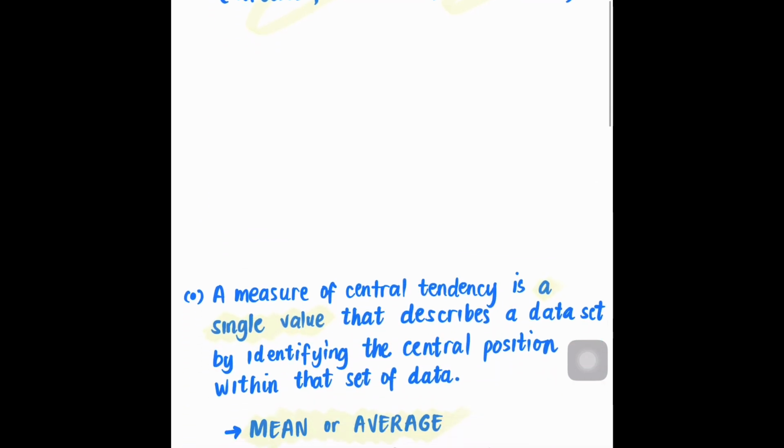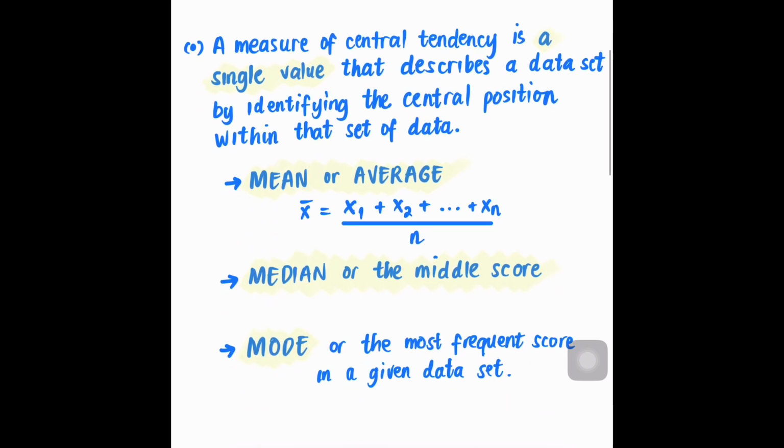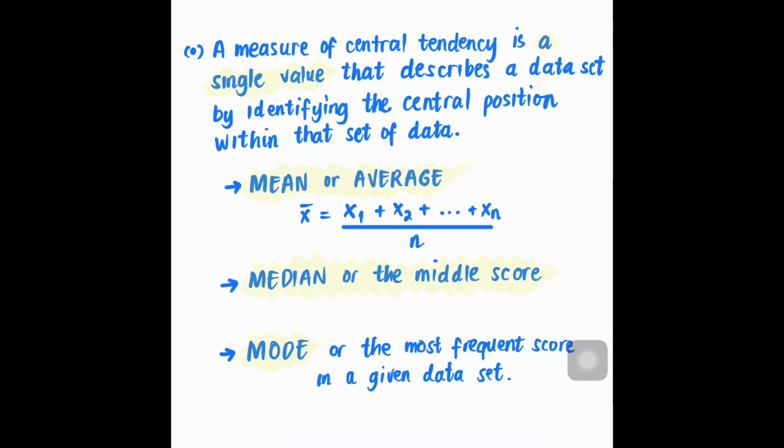Today, we will learn the measures of central tendency. That includes the mean, the median, and the mode. First, let's take a look at some important information about what measure of central tendency is. It's actually a single value that describes a dataset by identifying the central position within that set of data. So there are three different measures of central tendency. The first one is the mean, or what we call the average.